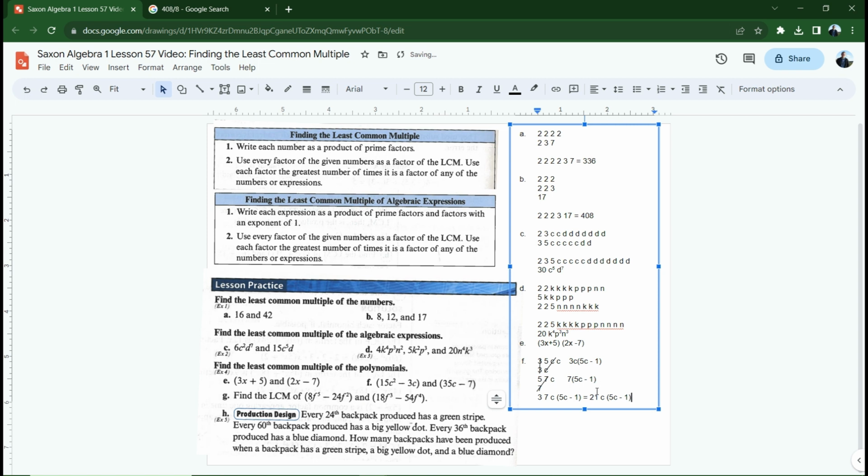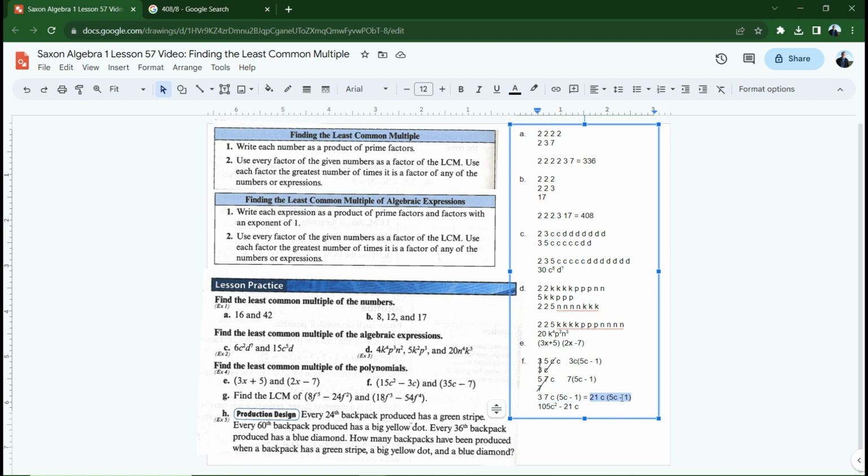I could distribute the c, so it could become 5c squared minus c. Let's just do that. I've got to distribute the 21 and the c to each of these terms. So 21 times 5 is going to be 105c squared, and then minus 21c. This is a fine answer. This will be an acceptable answer.